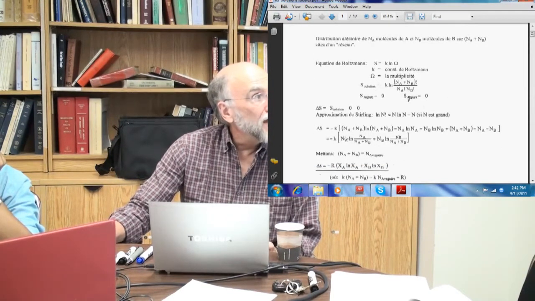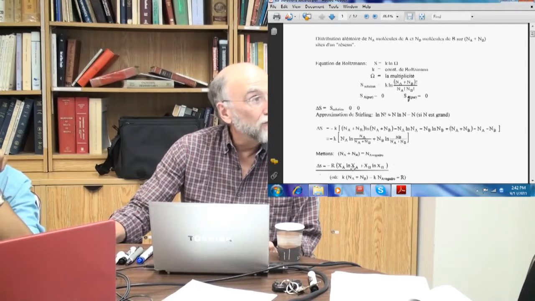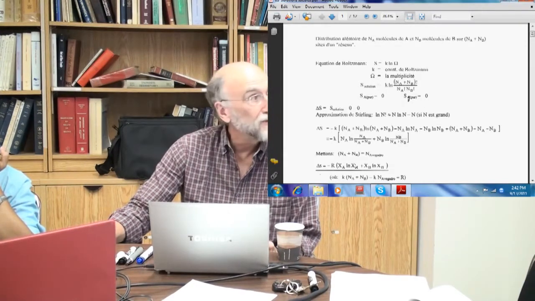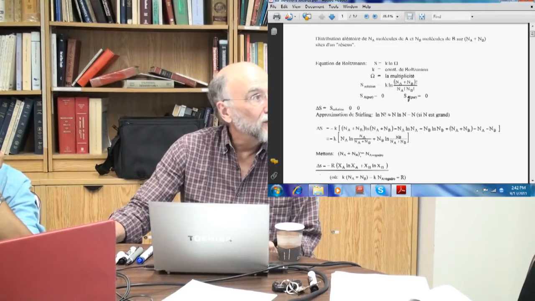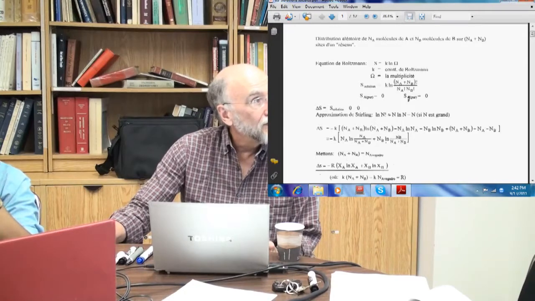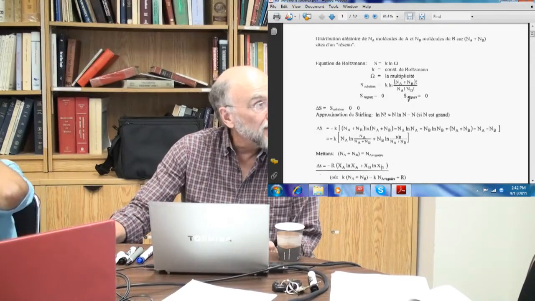But now, Na over Na plus Nb is the mole fraction of A. X is the mole fraction. So the number of atoms divided by the total number of atoms is the mole fraction. So this ratio here is Xa, and this ratio here is Xb.